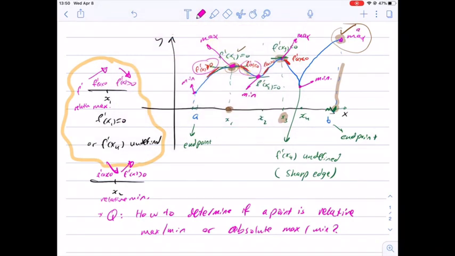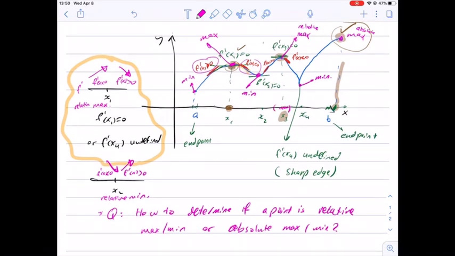So the highest value is the absolute max. The other maxes are relative maxes. By relative, I mean it's the maximum on some interval here around x3. So it's the maximum over this interval, but it's not the maximum or the largest value over the whole domain.